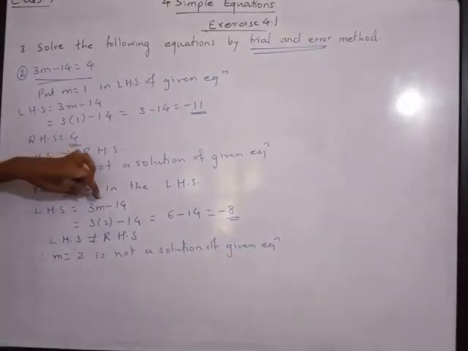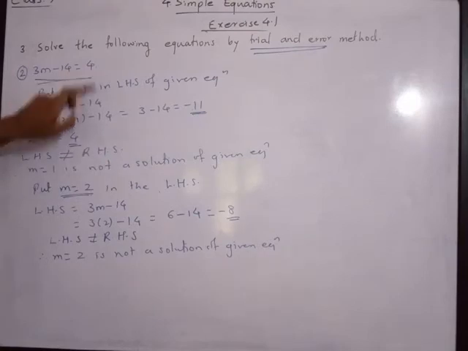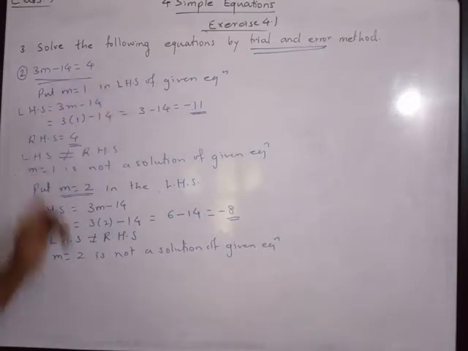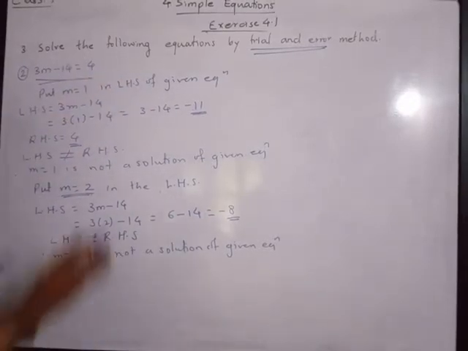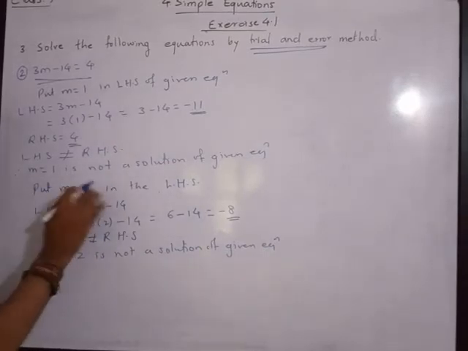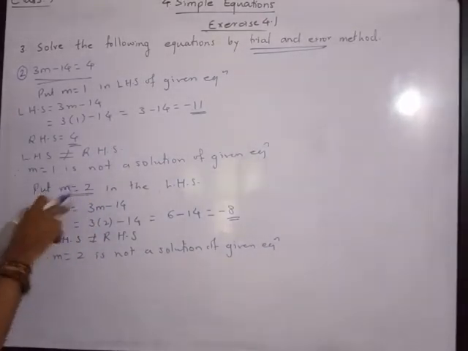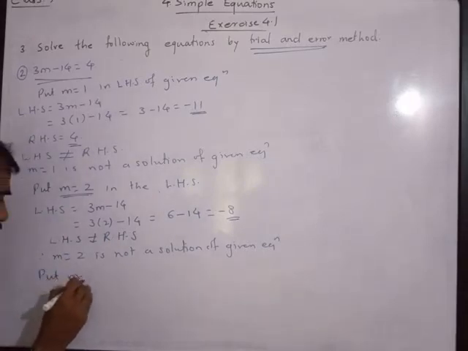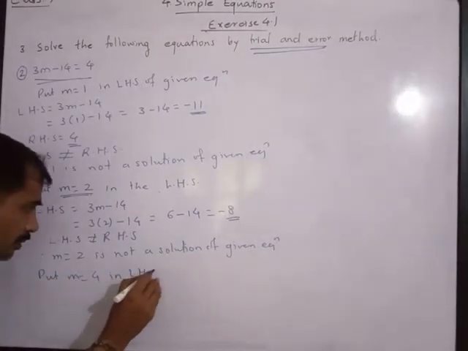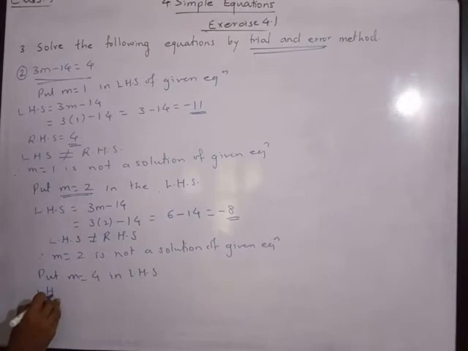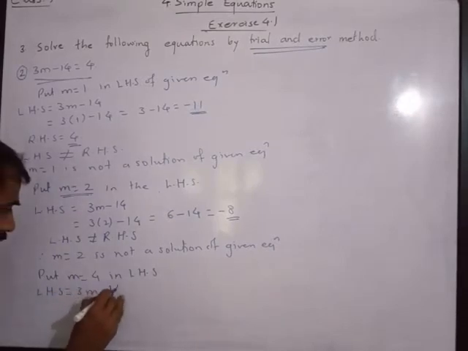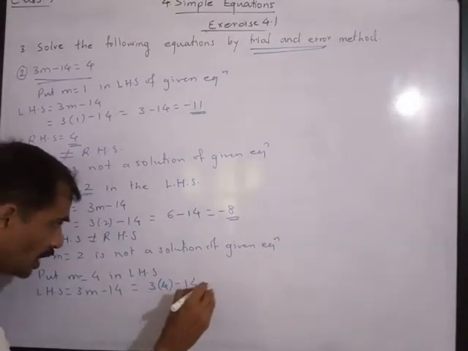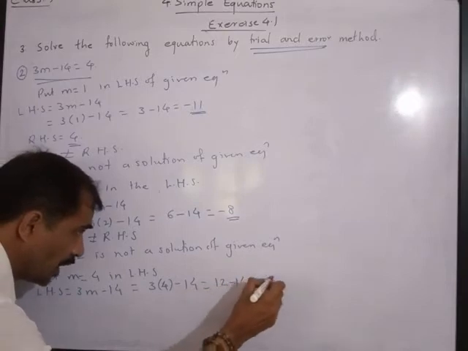Now see, by solving LHS, we have to approach 4. Here the first value was negative 11, then it is negative 8. We are approaching towards 4, but very slowly. So what we do is take a little larger value. I will put m is equal to 4 directly. If you put m is equal to 4 in LHS, LHS is equal to 3m minus 14. So I will get 3 into 4 minus 14, that is equal to 12 minus 14, that is equal to negative 2.